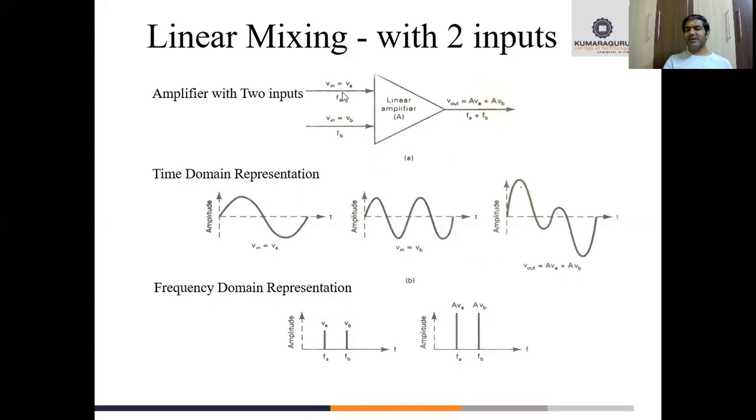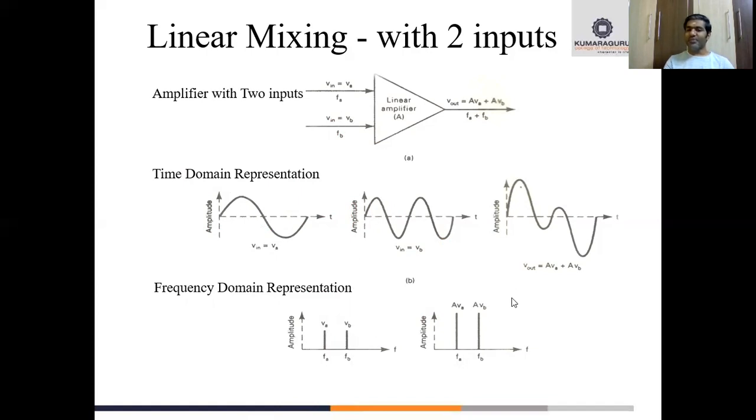At your input side, you have two inputs, so it is VA plus VB. What will be your frequency components? FA and FB. At FA your input is VA, and at FB your input is VB. We are just adding two signals here. In your previous circuit, linear mixing with one input, there was only one input, but here we are adding two inputs. Since you are adding two inputs, you will have two peaks. If it is a composite signal, definitely in the frequency domain representation we will have two peaks. So you have a peak at FA with amplitude VA, and a peak at FB with amplitude VB. That is your frequency domain representation at the input side.